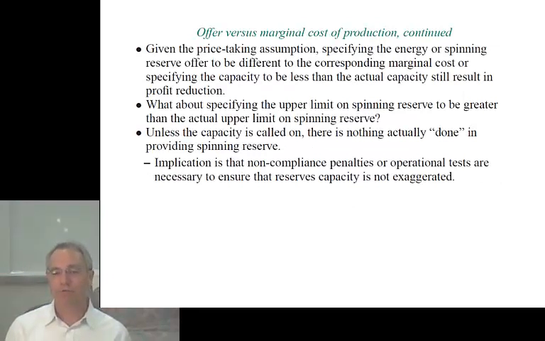Given the price-taking assumption, specifying the energy or spinning reserve offer to be different to the corresponding marginal cost, or specifying the capacity to be less than the actual capacity, will still result in profit reduction. But how about the upper limit on spinning reserve? If you specify it to be greater than the actual upper limit on spinning reserve, what happens? Well, unless the capacity is actually called on, there is nothing actually done in providing spinning reserve. And that is only going to be called on occasionally. The implication is that non-compliance penalties or operational tests are going to be necessary to ensure that reserves capacity is not exaggerated. Typically, most ISOs have some sort of operational tests to check this out.